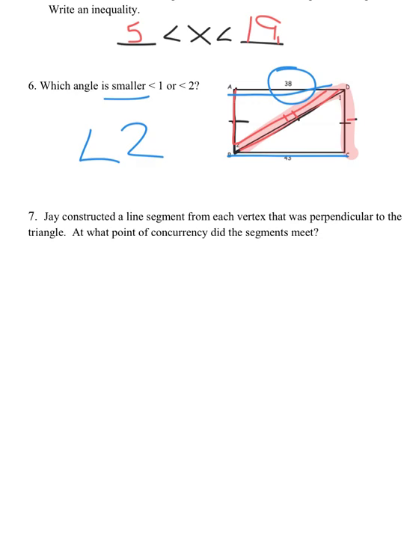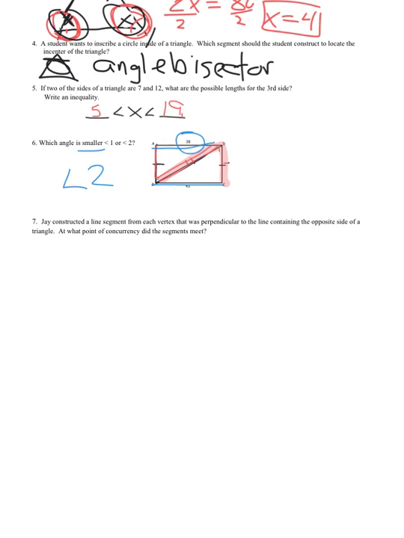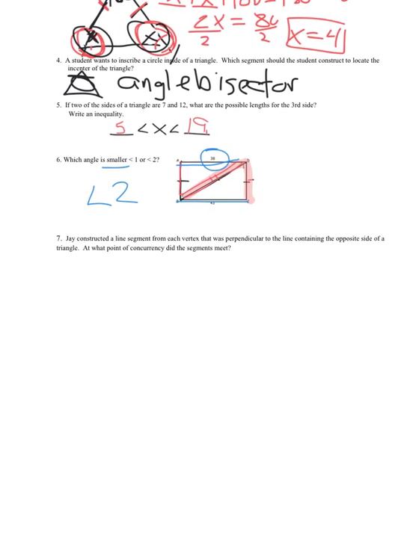I constructed a line segment from each vertex that was perpendicular to the line containing the opposite side of the triangle. If you look at your segments, there's two possible that are perpendicular. One is the perpendicular bisector, but that goes through the middle. It doesn't have to touch the vertex. If I'm going from the vertex perpendicular to the other side, that is the altitude, which is like a height.